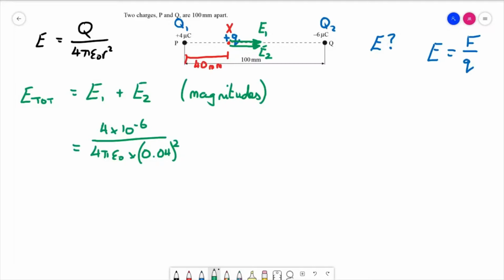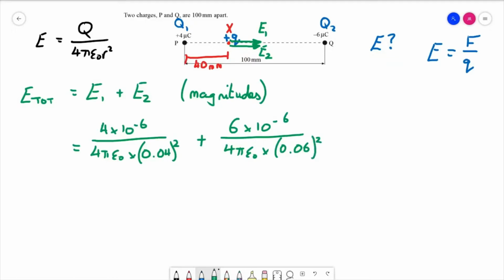Well, mainly from experience, I know that I'm not going to be able to cancel anything out here, because we're not equating anything to zero. We're simply trying to find what the total is. So in order to make sure that we get our units correct, I do need to convert into metres here. I will add to that 6 times 10 to the -6 divided by 4 pi epsilon naught multiplied by the distance, which is 60 millimetres, 0.06 squared.